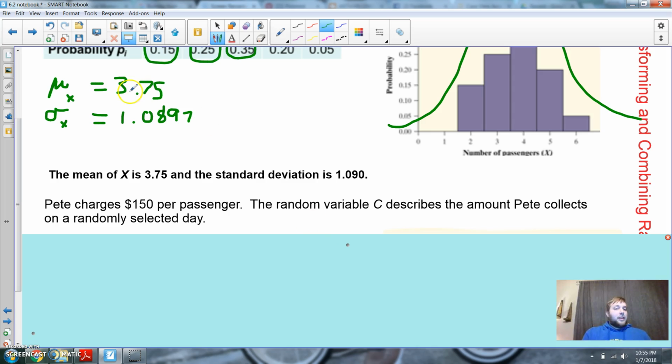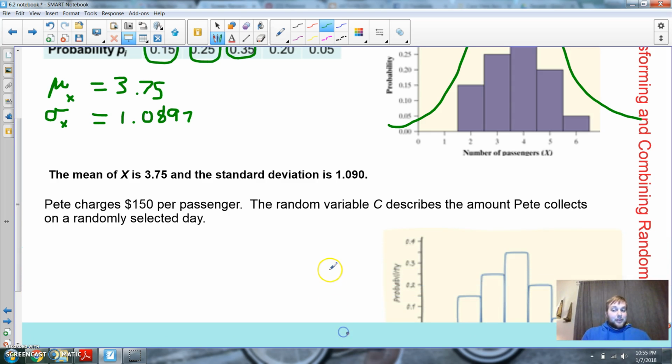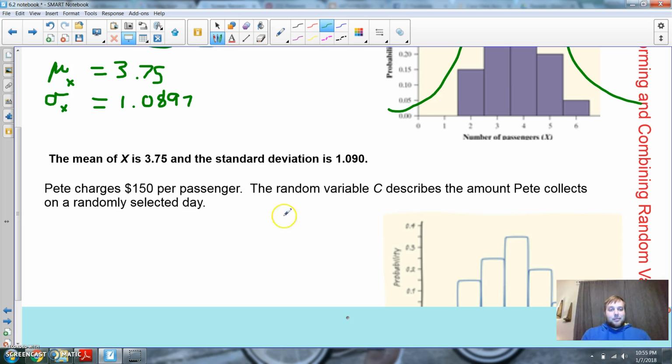So he expects 3.75 people per day, roughly. That's an expectation. So if he charges $150 per person, what would my mean be? Let's not get ahead of ourselves. Okay.